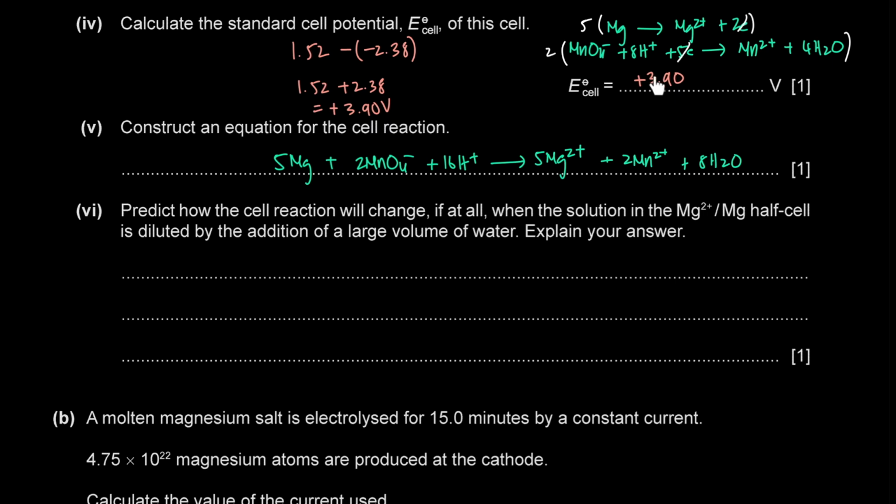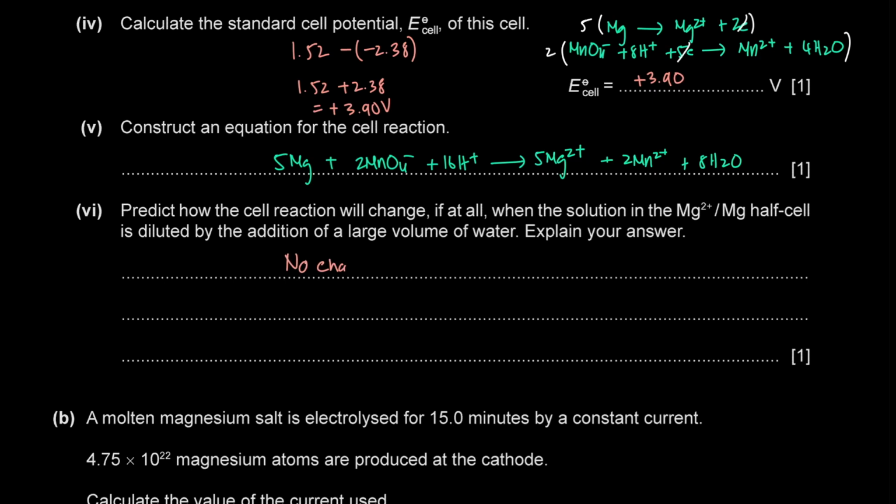Now this reaction is already highly favorable because the cell has a very, very positive EMF. So we're making this reaction even more favorable. So as far as the change is concerned, there is no change in the reaction. We have the same reaction taking place. If anything, we're making it even more favorable. So there's no change in the reaction in the cell. It's the same reaction taking place.